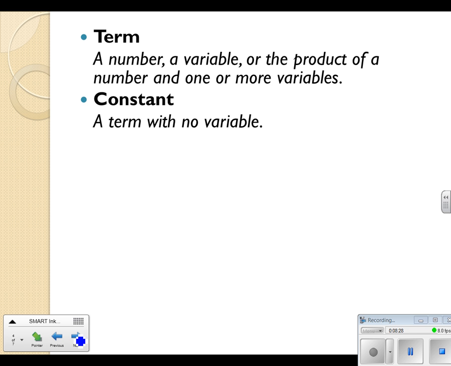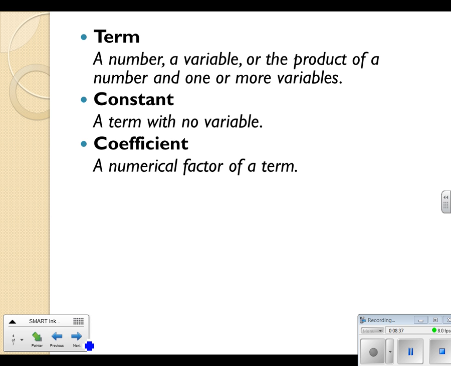A constant is a term with no variable. A term with no variable, so you just have numbers. A coefficient is a numerical factor of a term.